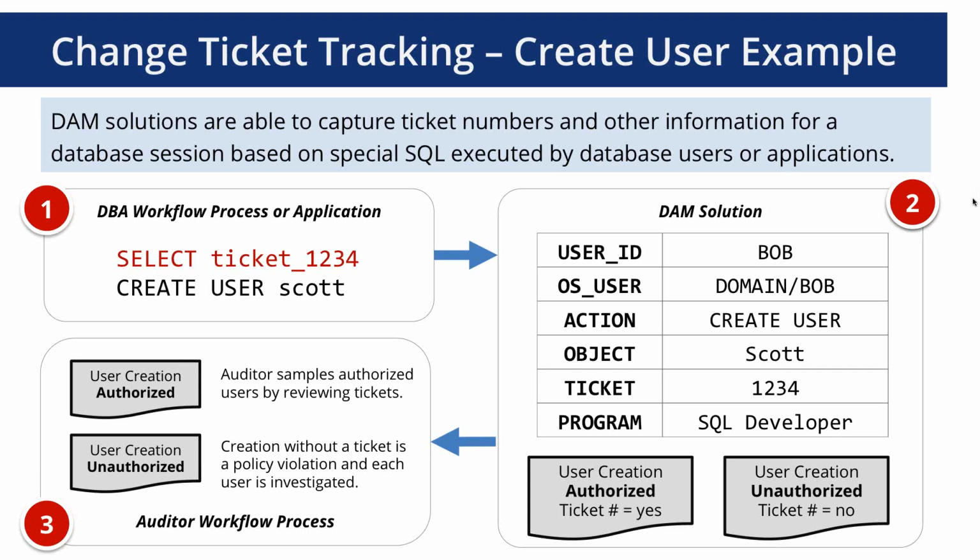So this is an example of change ticket tracking. You can do this with many different things. I just picked a create user example because it's very easy to understand the workflow. But you can do this with many, many different things, object creation, all kinds of different options.